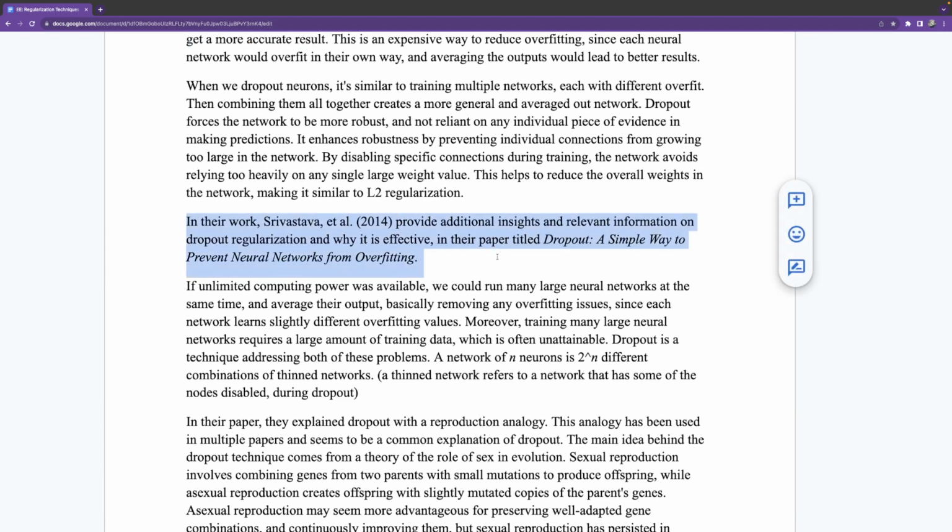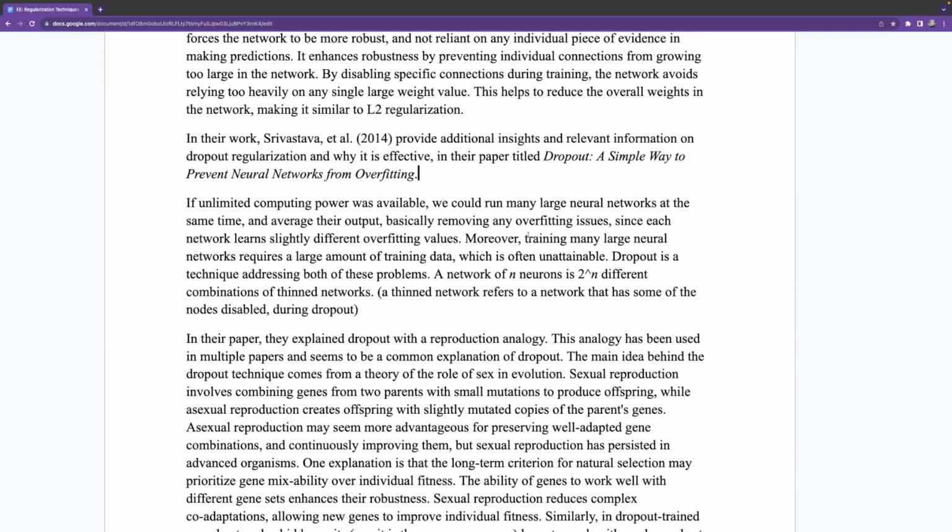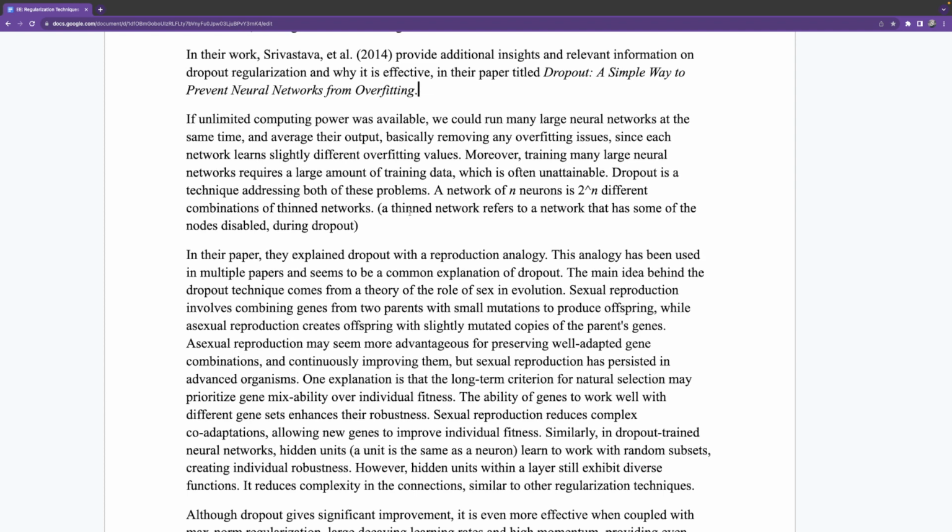So this paper here, I recommend you read. They discuss dropout and how it reduces overfitting, and they pretty much go over the same idea. That if you had unlimited computing power, you would just run a bunch of neural networks at the same time, but that's not really efficient, so dropout fixes the problem.